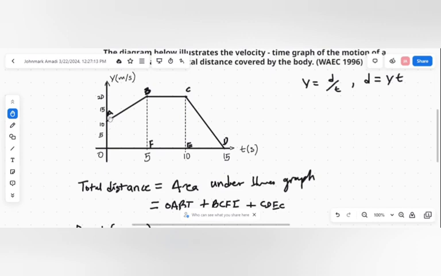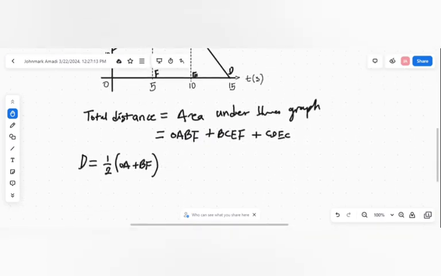Times height. What is the height of this? These are the two parallel sides. OA and BF are the parallel sides of this trapezium. So the height will be the distance on the T axis, from O to F. So what is the distance from O to F? From O to F is 5. That would represent our height, OF.